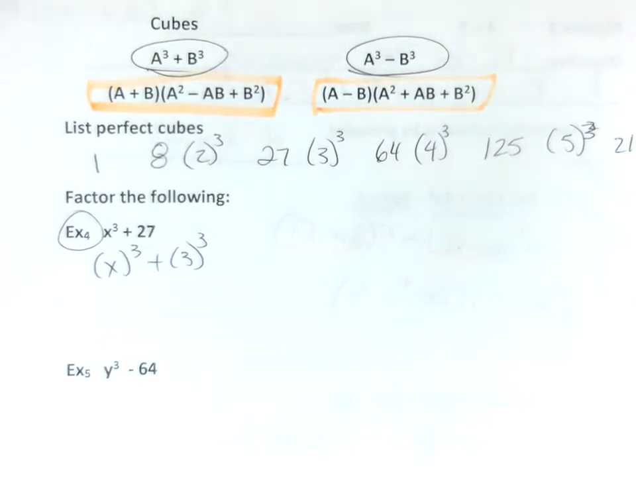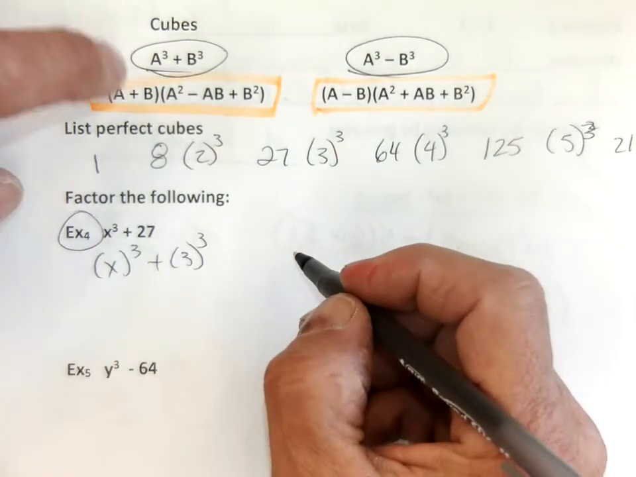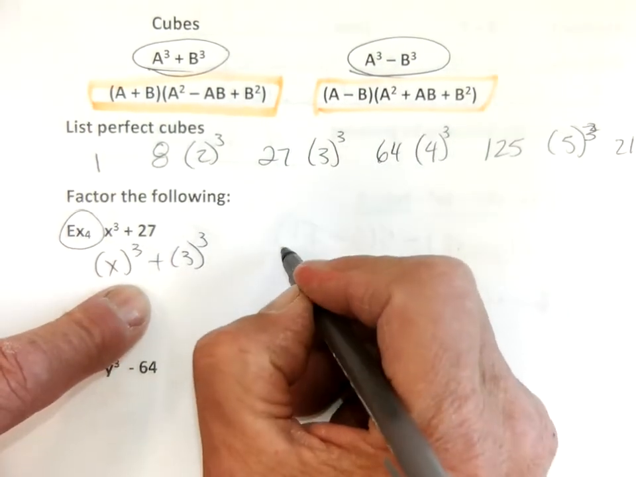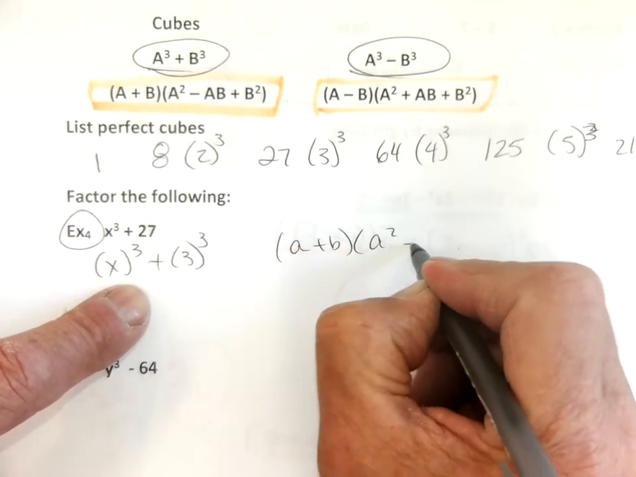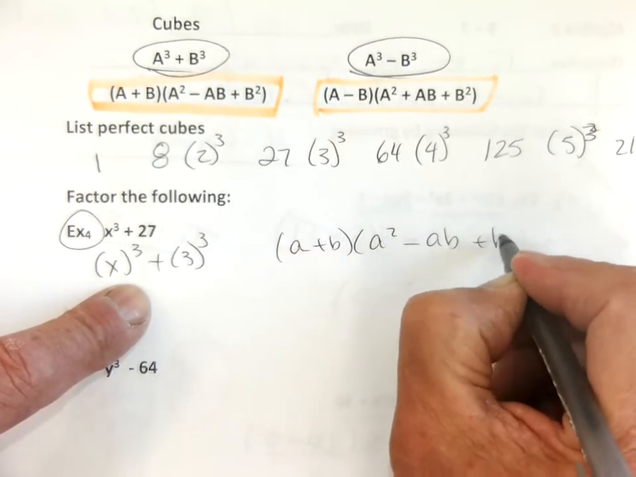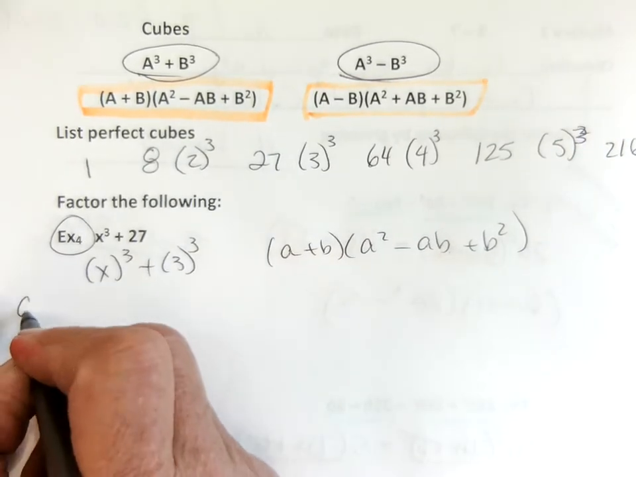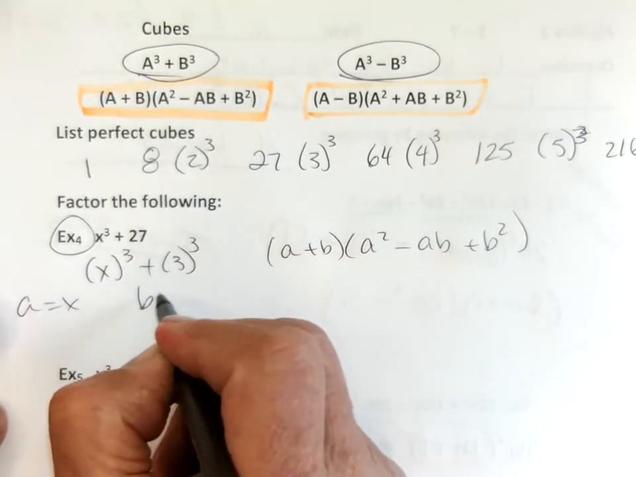I'm going to rewrite it as x cubed plus 3 cubed. So I got a cubed plus b cubed, right? You can see that? So then, I'm going to write this formula, because it's plus. I'm going to write a plus b times a squared minus ab plus b squared. But a is my x, and b is my 3, right?